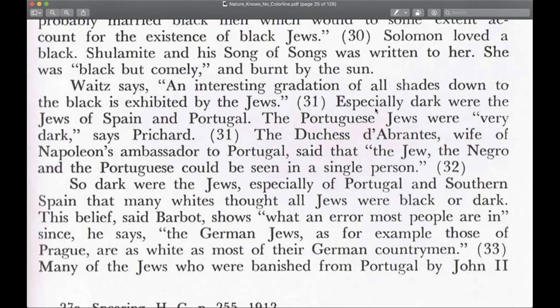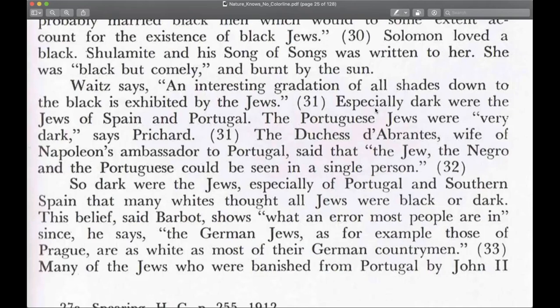So dark were the Jews, especially of Portugal and southern Spain, that many whites thought all Jews were black or dark. Because when they ran into these people in Spain and met Jews there, people were like, oh, Jews are dark? Jews are black? There were so many there. This belief, said Barbot, shows what an error most people are in, since he says the German Jews, as for example those of Prague, are as white as most of their German countrymen, right? So who are these Ashkenazi Jews?